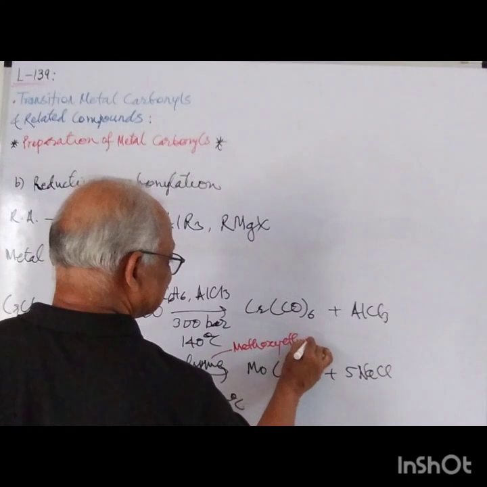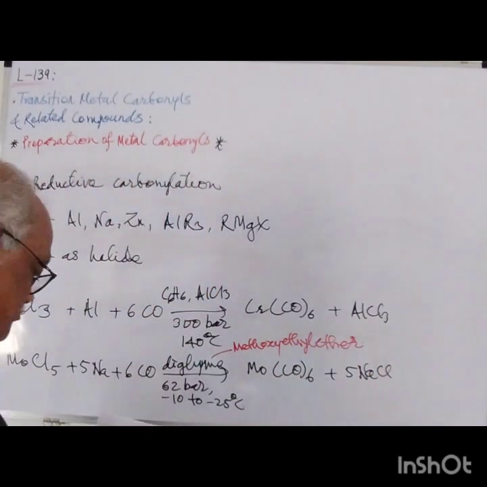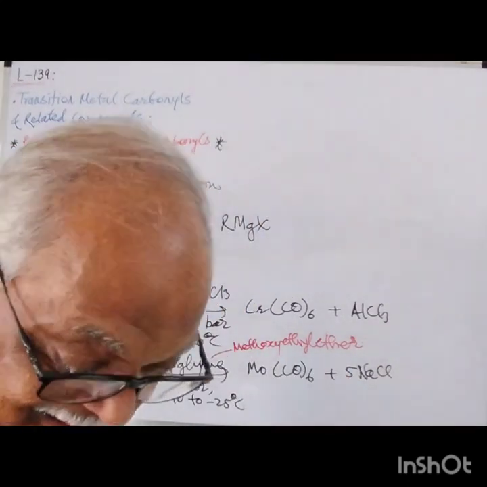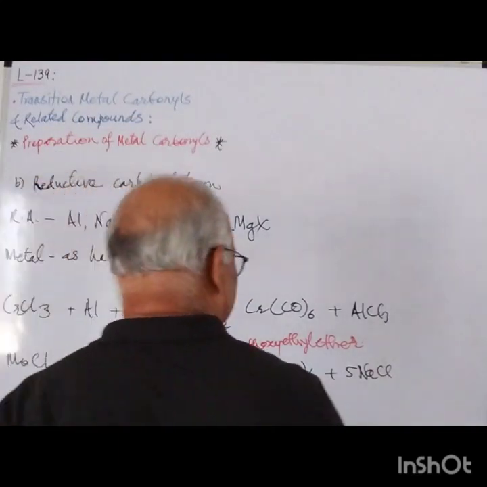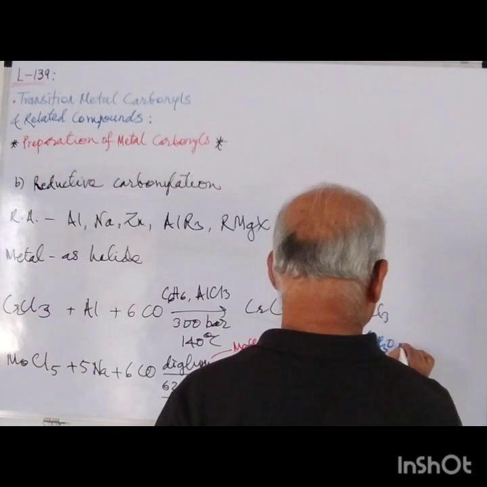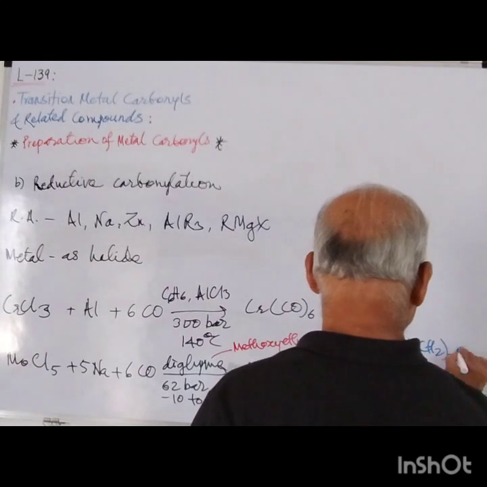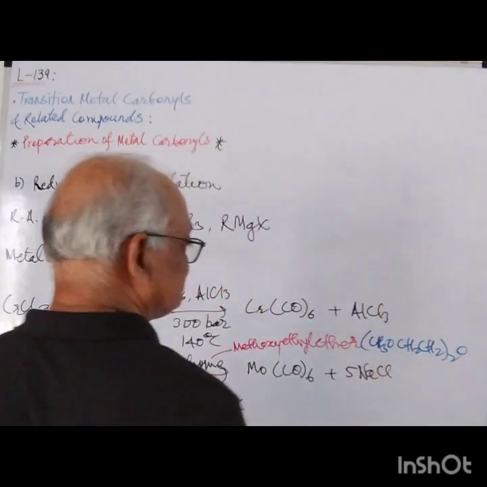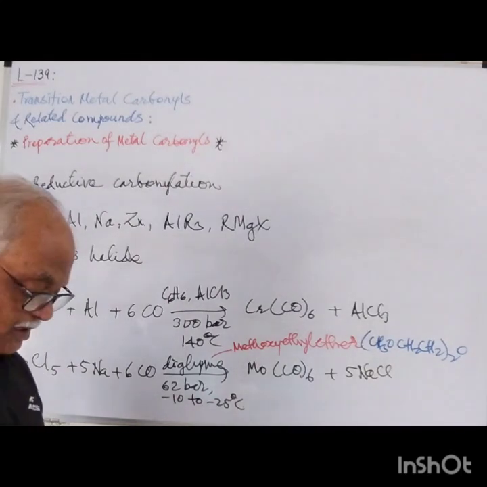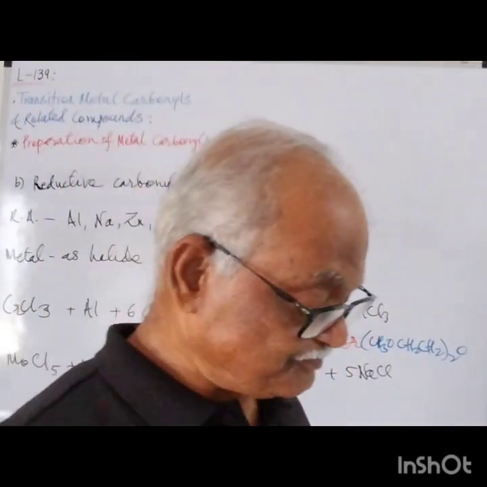Methoxy ethyl ether. We can show this as CH3 CH2 CH2 twice O. That is methoxy ethyl ether. It is also called bis(2-methoxyethyl) ether.